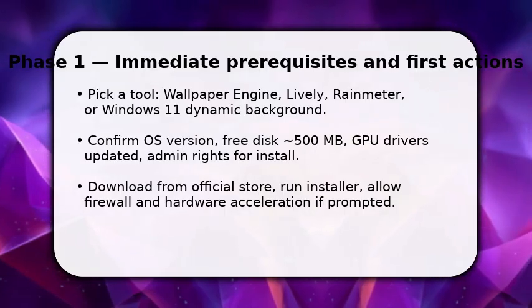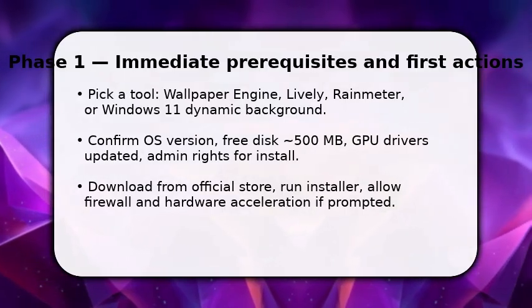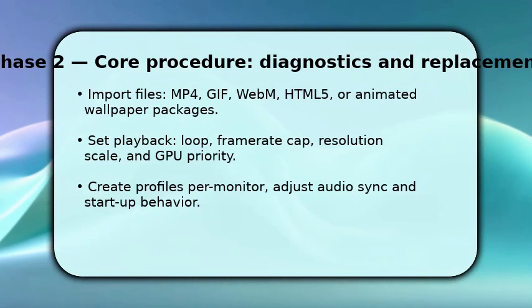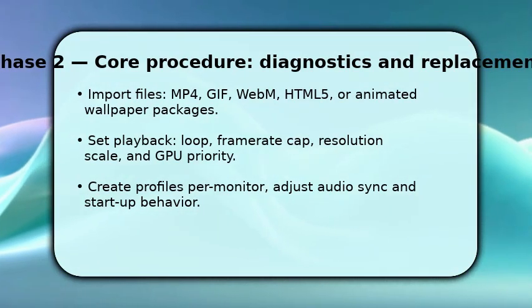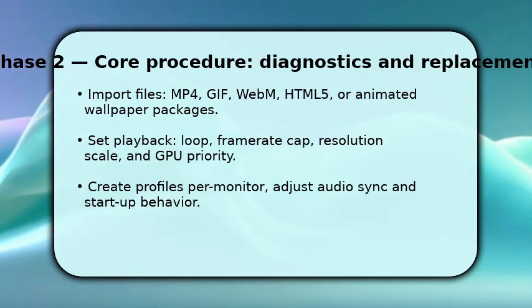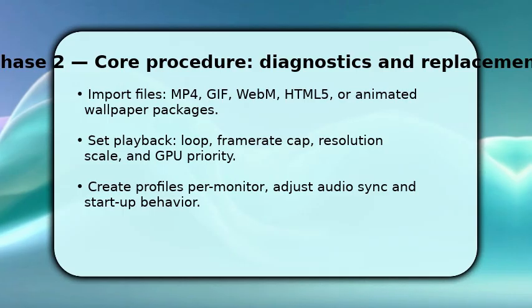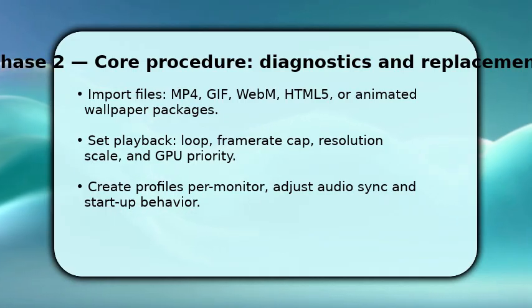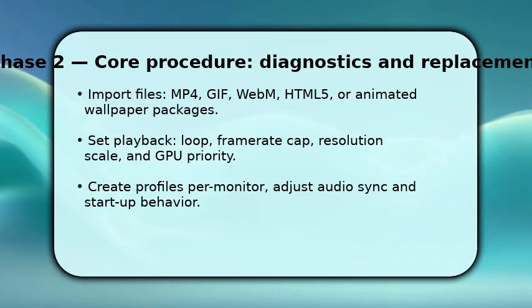Once installed, the app will prompt to import or browse wallpapers. Now configure the wallpaper itself. Import your video, GIF, or HTML5 scene and pick quality settings. Once imported, set loop behavior, frame rate cap, and an appropriate resolution scale to balance visuals versus FPS. This prevents stutters. Make sure to choose GPU priority versus CPU decoding depending on your hardware.